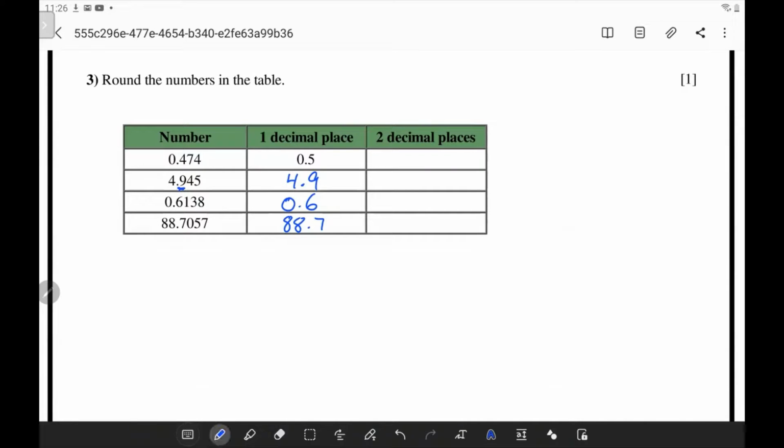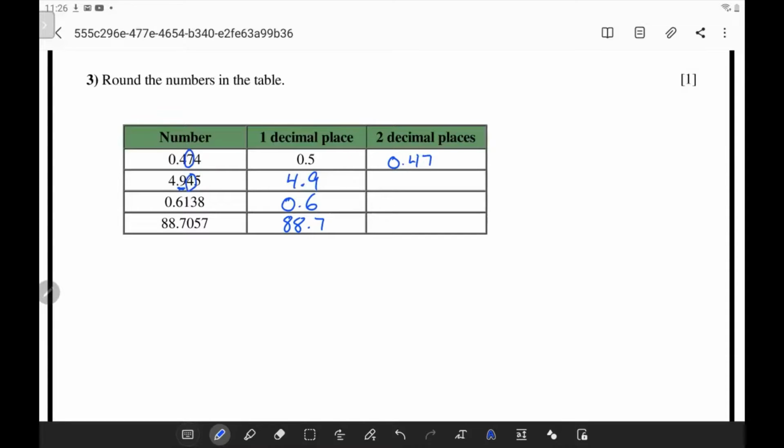So two decimal places now. Right? So we're looking at the second one. Is the number after it bigger than or equal to 5? No, it's less than 5. So we have 0.47 and that's it. That's two decimal places. The next one is what?